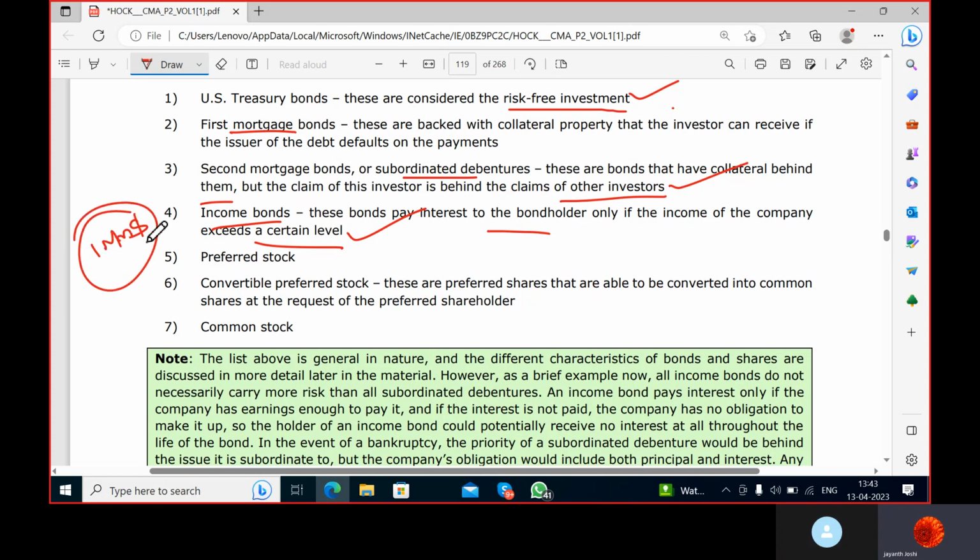Preferred stock is nothing but shares which have got preferential rights. That means they will be getting the dividend before the equity shareholders, and they'll be getting fixed dividends. Their shares are also redeemable.